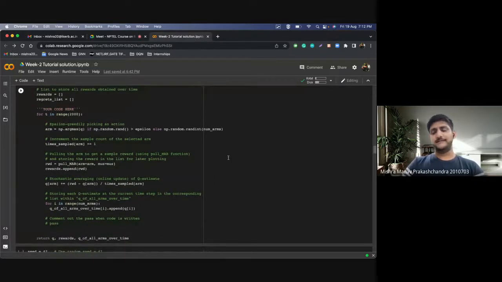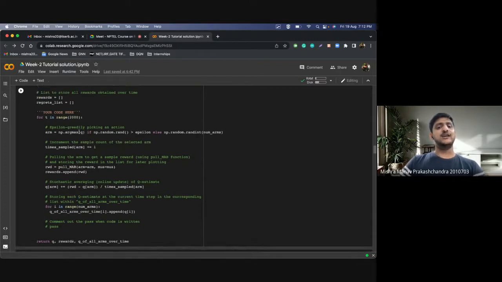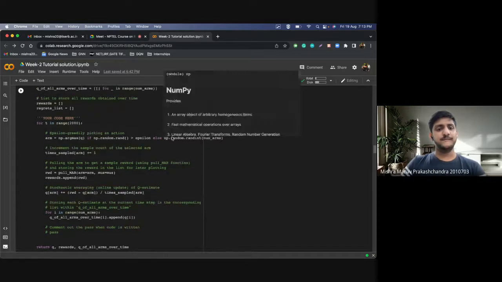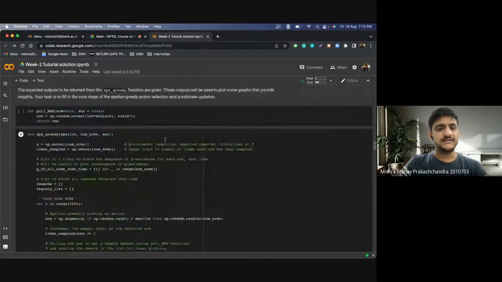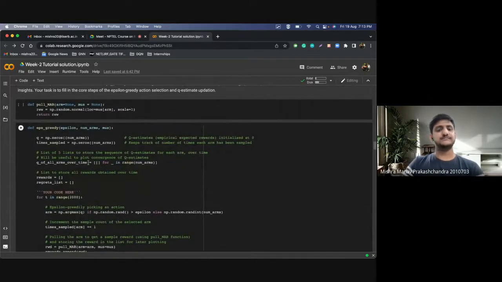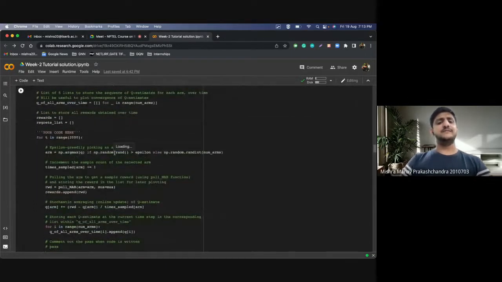So I'm looping it 2000 times. So arm is equal to np dot argmax of q. Initially all q is 0, right? So it is the argmax of q if np dot random dot rand is greater than epsilon, else I select a random arm. Okay, so this is an epsilon greedy strategy. The epsilon value is a parameter to this function. So if I select a uniform random number, and the number is greater than epsilon, I do exploitation. Otherwise, I do exploration.